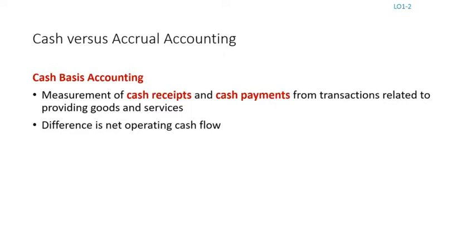In the cash basis of accounting, we measure cash receipts and cash payments from the transactions related to providing goods and services. So the difference is net operating cash flow. It means that you will be recording revenues or expenses when it involves cash, right?